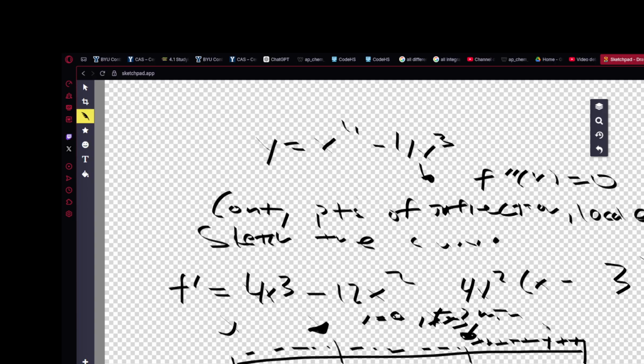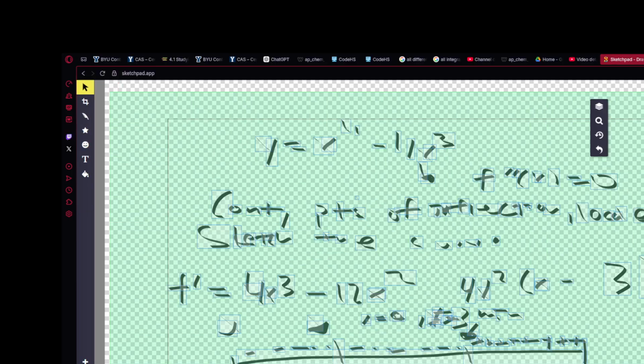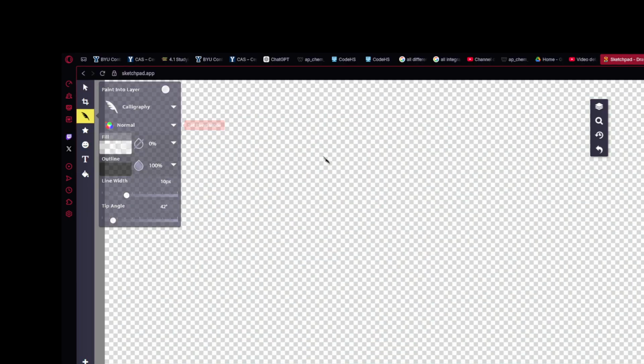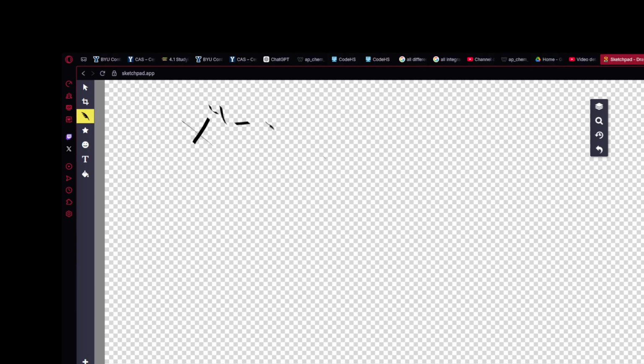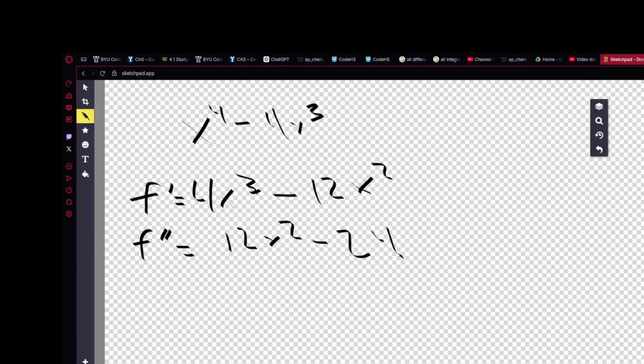Now let's get to the points of inflection. Remember that the points of inflection are the same thing, except we differentiate twice. We have 4x cubed minus 12x squared. Actually, why would I make this a product? Let's just differentiate once more to get f double prime. F double prime is equal to 12x squared minus 24x. Factor out 12x to get x minus 2.